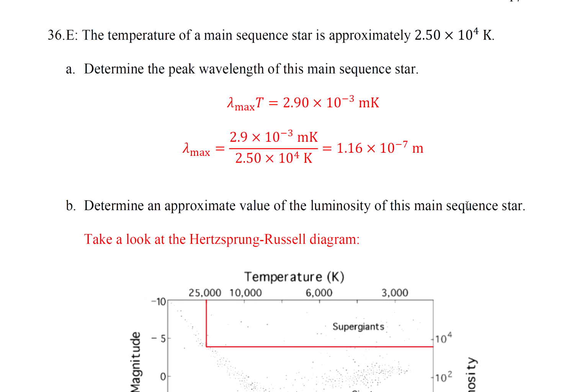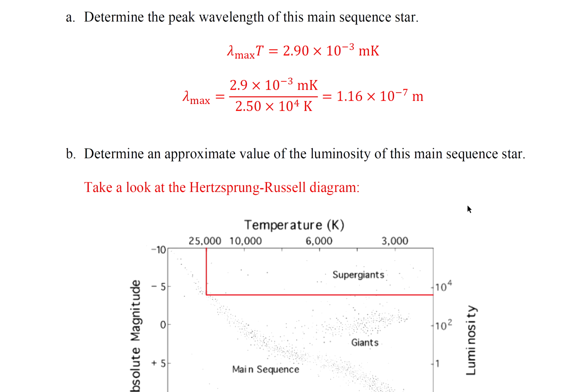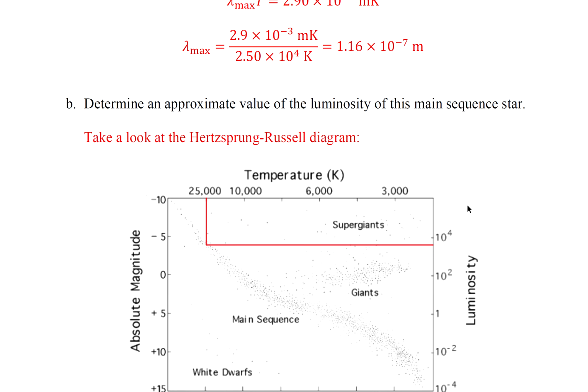Question 36. The temperature of a main sequence star is approximately 2.5 times 10 to the 4 K. Part A. Determine the peak wavelength of this main sequence star. We're going to use Wien's displacement law and solve for lambda max. Part B. Determine an approximate value of the luminosity of this main sequence star.